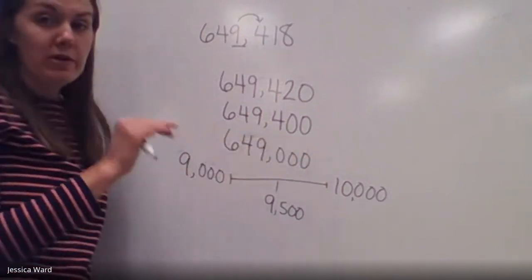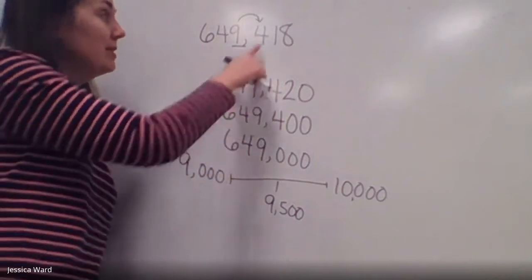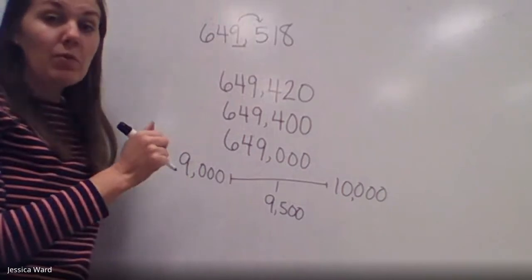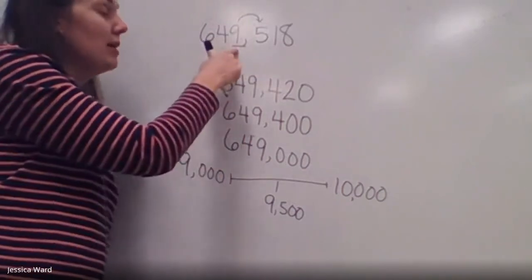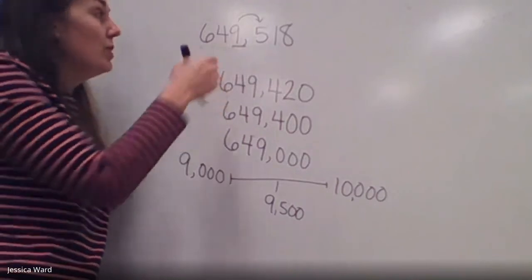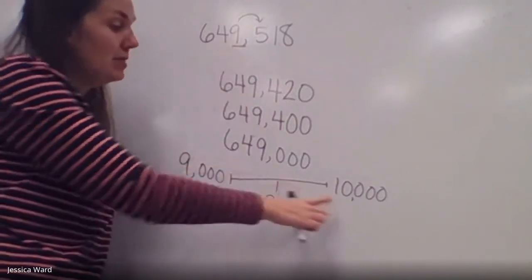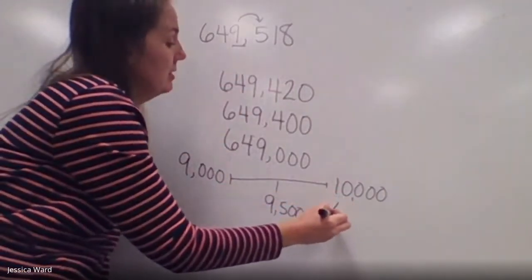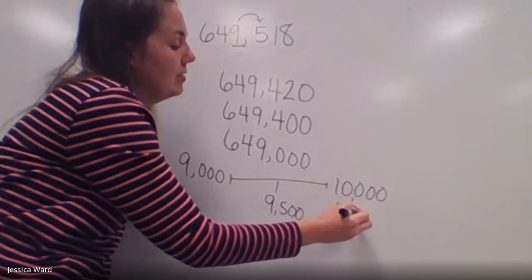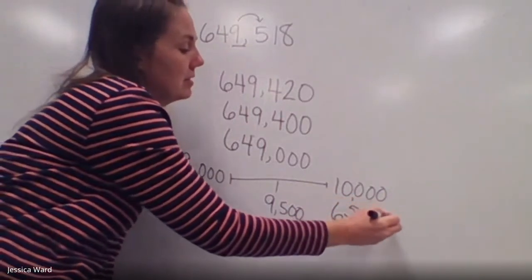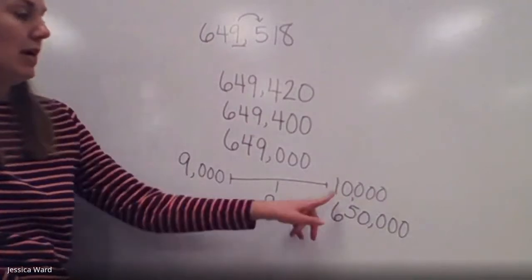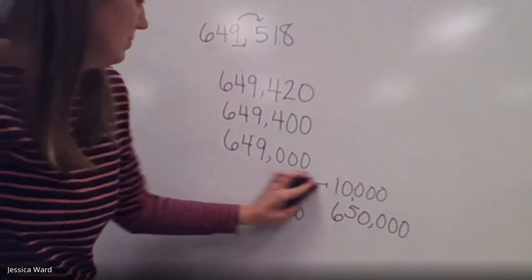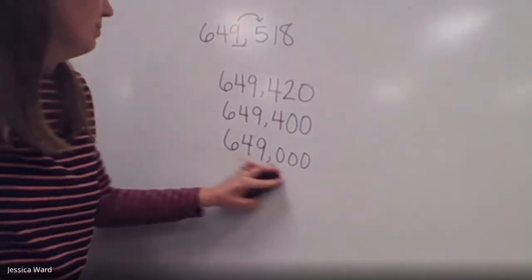Now, an important thing to note, I'm just going to change the problem real quick. If this had been a 5 instead of a 4, we would have rounded up. 9 would round up to 10, which would mean that instead of having 9,000, you would have 10,000. That would mean that you would change your number to 650,000, because we're adding one more group of 10,000. But that's not what the problem was asking.